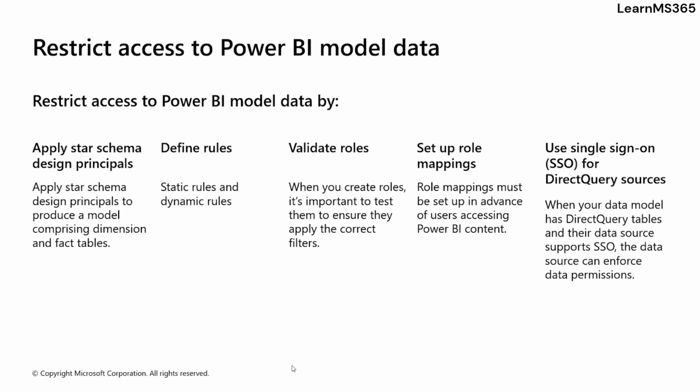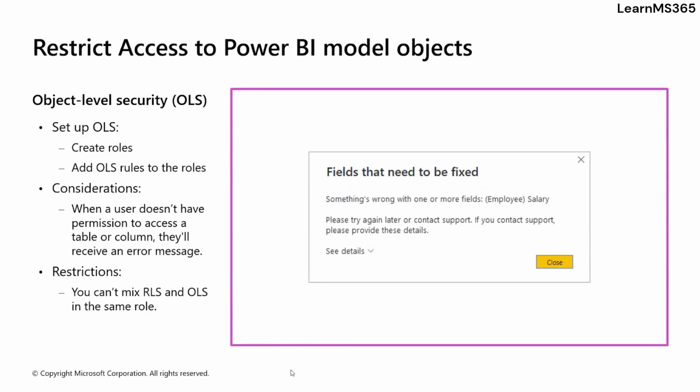Now let's see what we have in our next slide. Restrict access to Power BI model objects. Object level security can restrict access to specific tables and columns and their metadata. And typically, we can apply OLS to secure objects that store sensitive data like employee personal data.